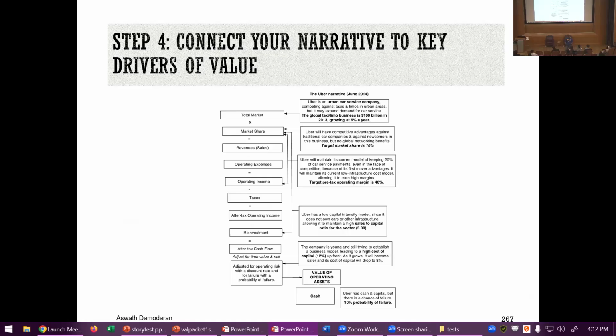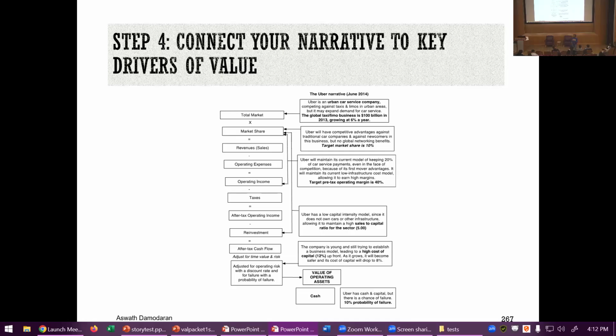So now I'm ready to convert my Uber story into numbers. The advantage of my framework is it's parsimonious. There are only 3 things that drive cash flows: revenue growth, margins, and reinvestment, or sales to capital. There are only 2 things that capture risk: your cost of capital and a failure risk. So here's what I'm going to do. I'm going to take each part of my Uber story and make it into a number.